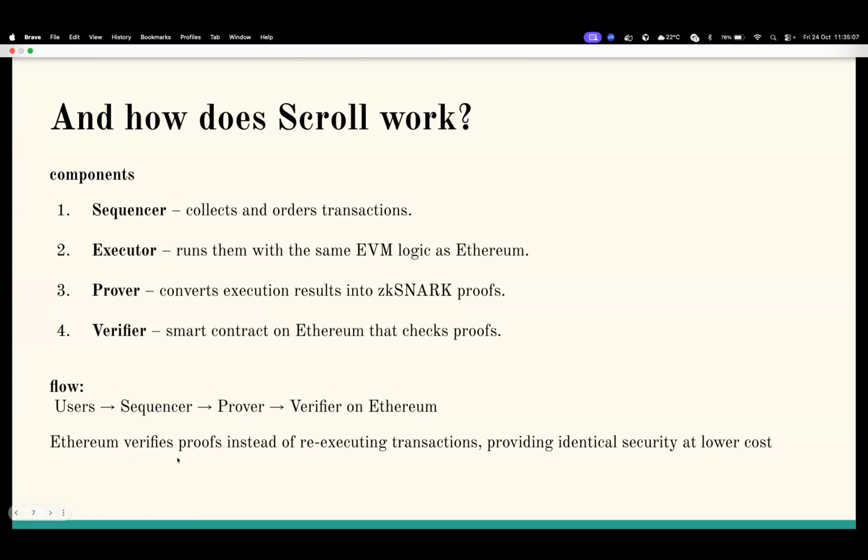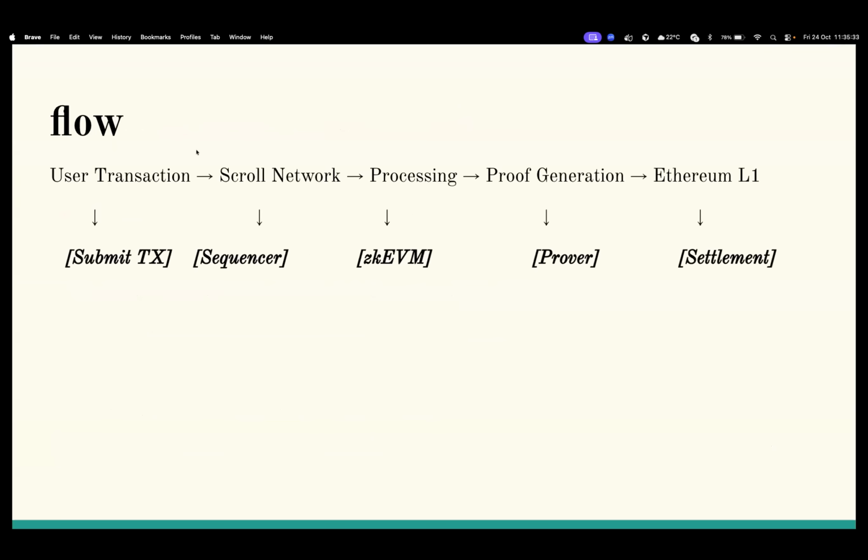So Ethereum verifies the proof instead of re-executing transactions. This is the same way we understand L2s, basically executing transactions off chain, and the only thing that gets posted is the proof on L1. So these are the components when it comes to Scroll: sequencer, executor, prover, and the verifier. The flow, as we've said, is the user submitting transactions, the Scroll network processing and proof generation, and L1 as the settlement layer.